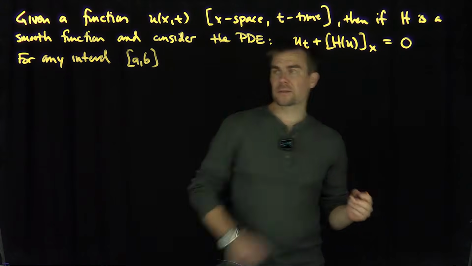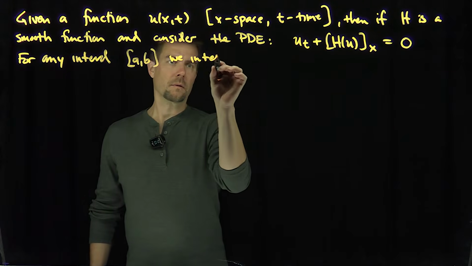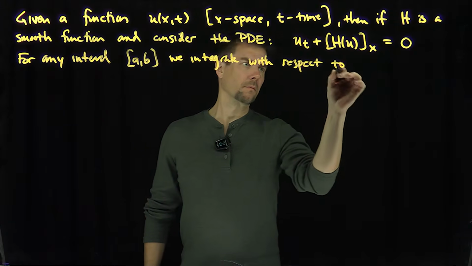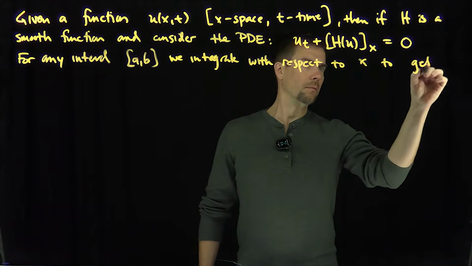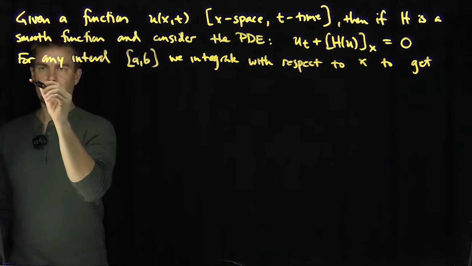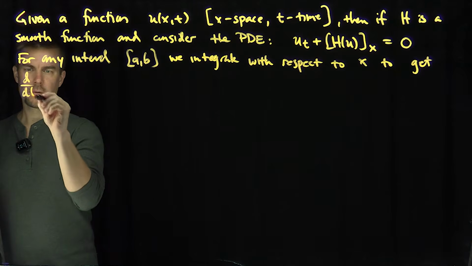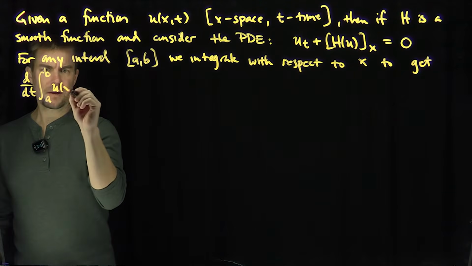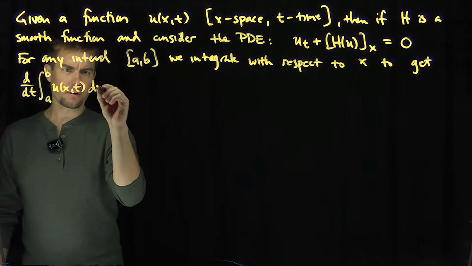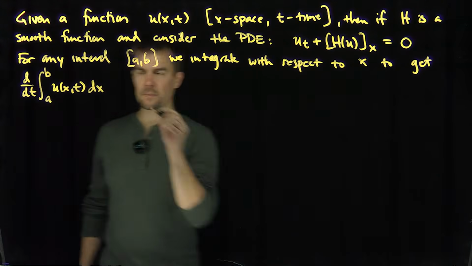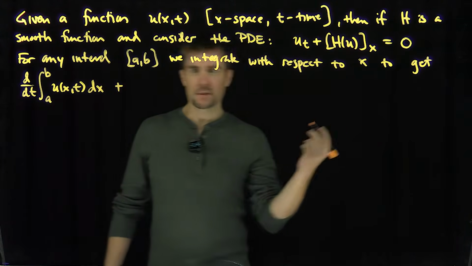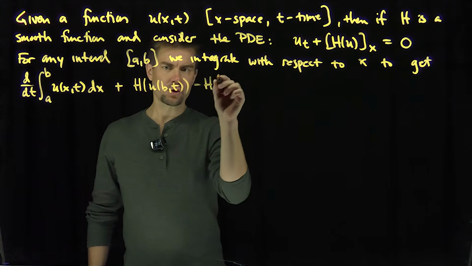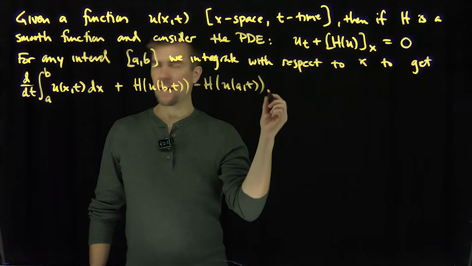we can integrate with respect to x. Okay, well, that's easy enough. I'll have d by dt of the integral from a to b of u of x, t dx. There I've pulled the t derivative out of the integral, so that's exactly what I get when I integrate this t derivative term over here. Then I have plus, when I integrate with respect to x, the fundamental theorem of calculus tells me this is going to be h of u of b, t minus h of u of a, t. And this will be equal to 0.